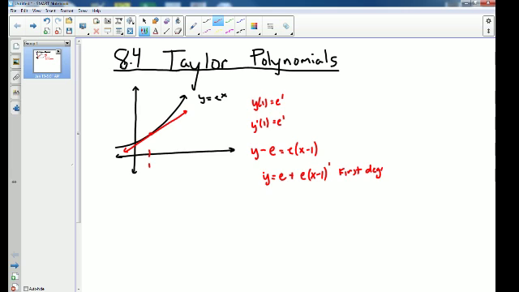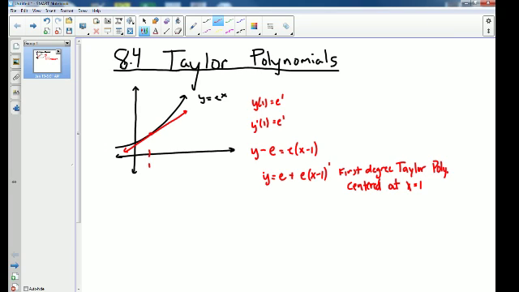So we've been doing this since last fall. You just didn't know what it was called. First degree Taylor polynomial centered where? x equals 1. Oh, so sneaky. Right? Now I'm going to teach you how to extend that.